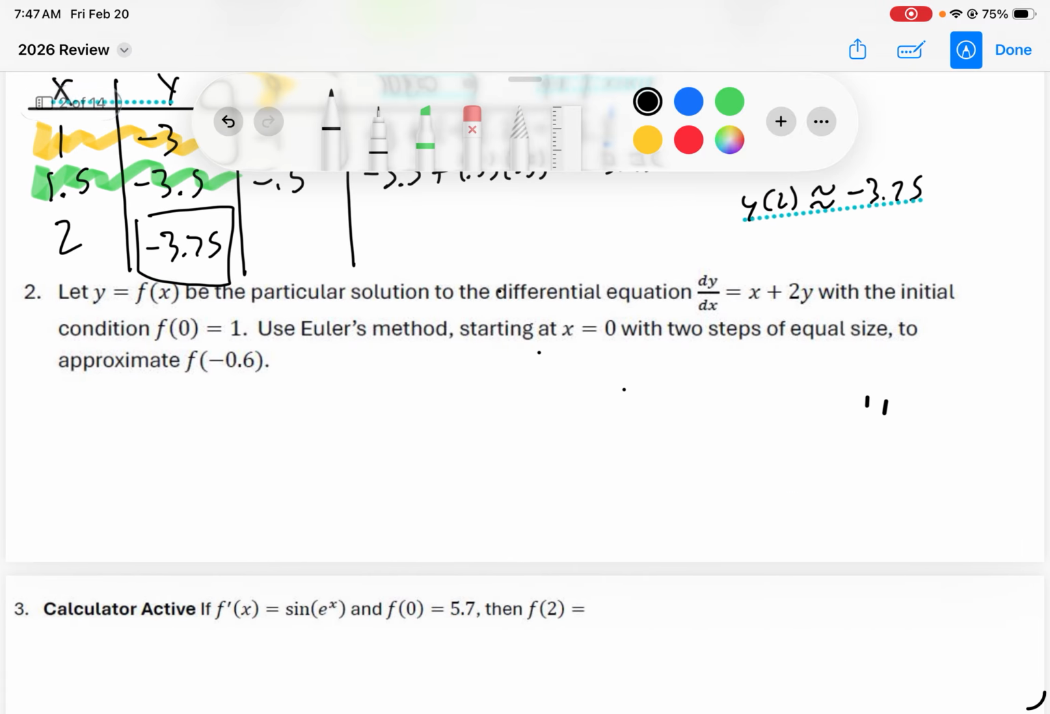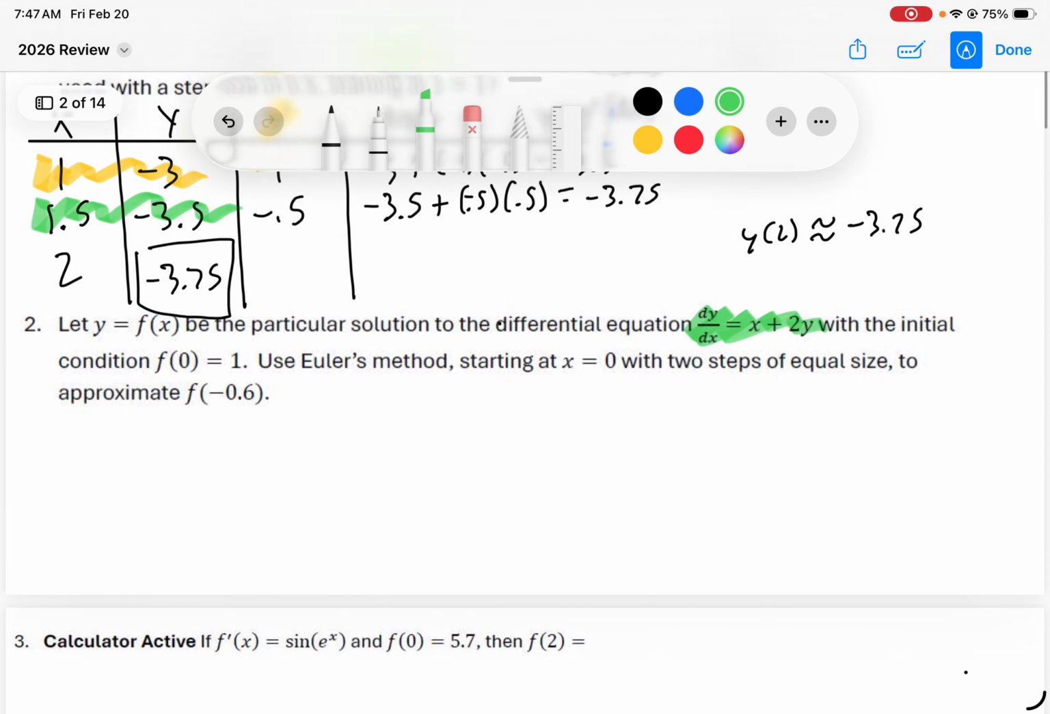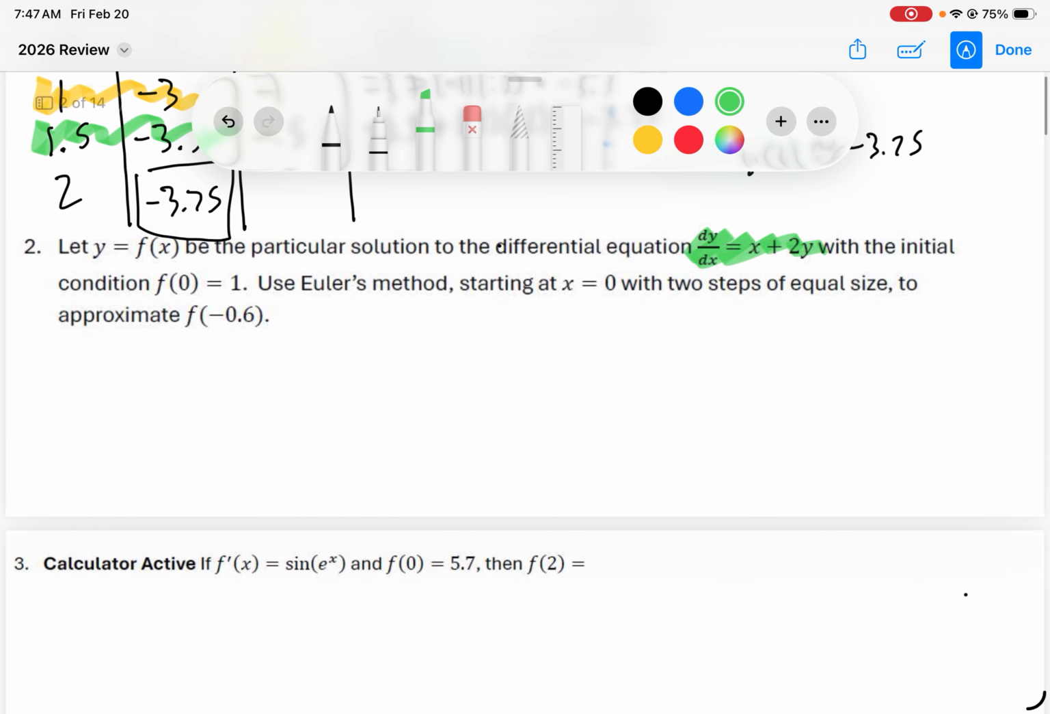All right, so this would be another one. You could try it on your own and then pause the video and then come back and see if you got it right. It says, let f of x equal y be the particular solution to this differential equation. A little different. With the initial condition of f of 0 is equal to 1. So if I plug in 0, I get 1. Use Euler's method starting at 0 with 2 steps of equal size to approximate f of -0.6. So this time it doesn't tell you what the step size is. You can kind of figure that out.